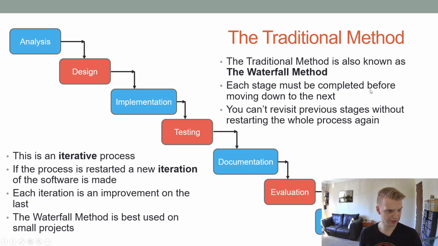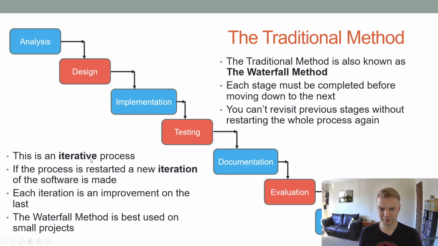Each stage must be completed before the next, which just means that you can't go from this stage to this stage. You can't skip one following this method. And you can't revisit previous stages without restarting the whole process again. So if you found out there was a problem here, for example, usually if you're following this strictly, you have to go all the way back up to the start, and each of these stages can take weeks, if not months, for a company to do.